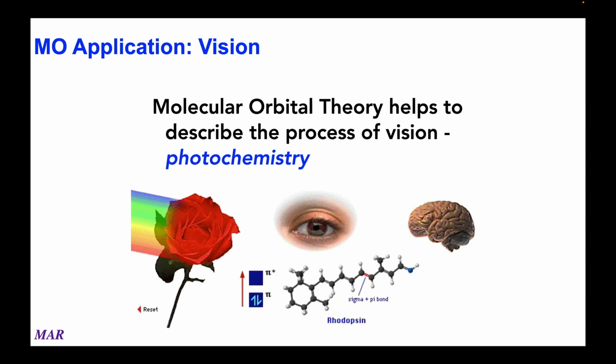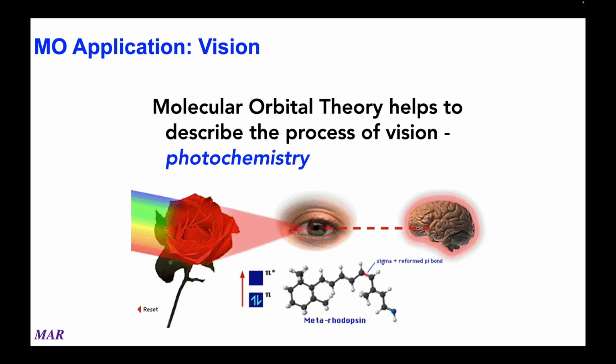When light strikes an object, part of the light is reflected. In the eye, electrons in rhodopsin move from a pi bonding orbital to a pi anti-bonding orbital. One of the molecule's double bonds turns into a single bond, allowing rotation. The double bond then reforms, and the molecule locks into a new shape. The change in shape triggers a nerve impulse, and we perceive light.